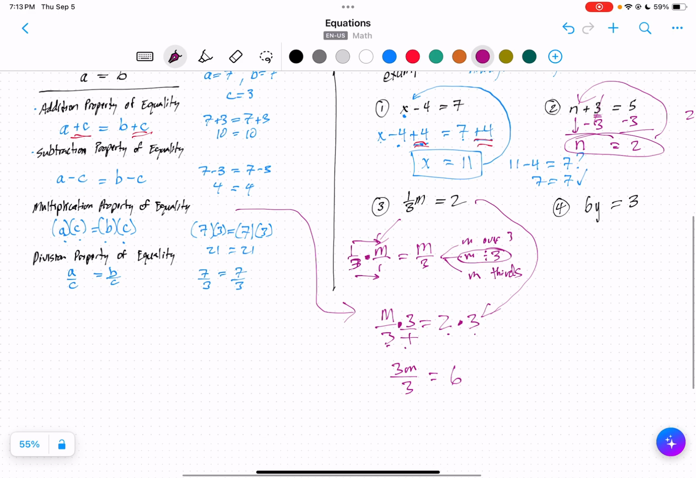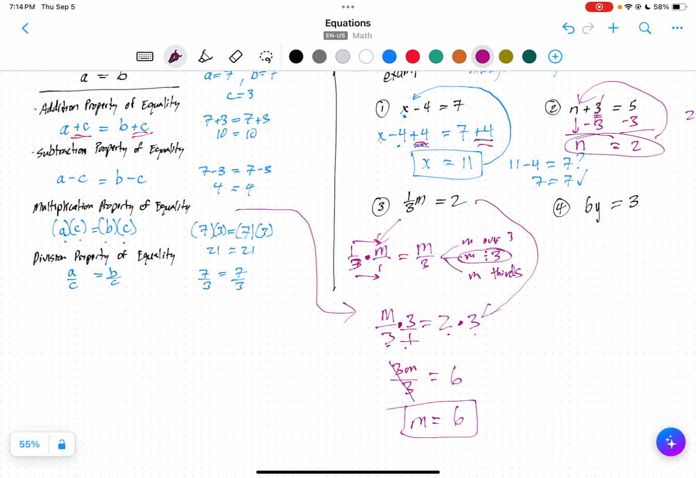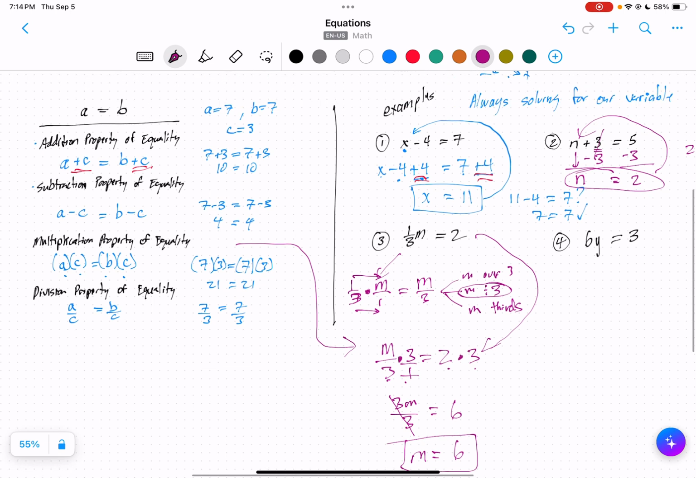Well, we learned 3 divided by 3, those cancel out, so I'm just left with m. So my final answer should be m equals 6. Okay, we'll review some of these, and I'll break them down into steps so that they're a little bit easier to remember.